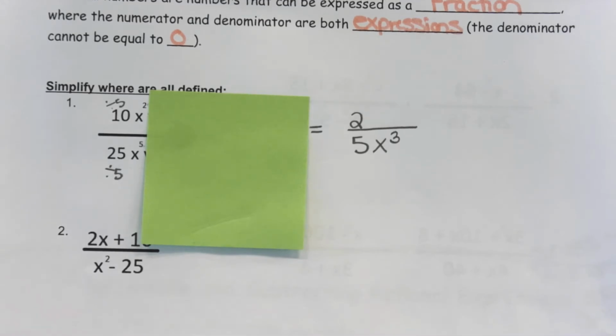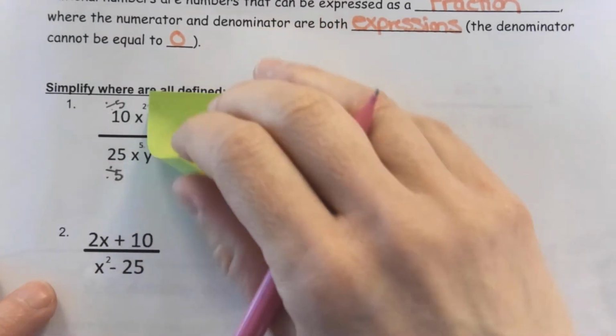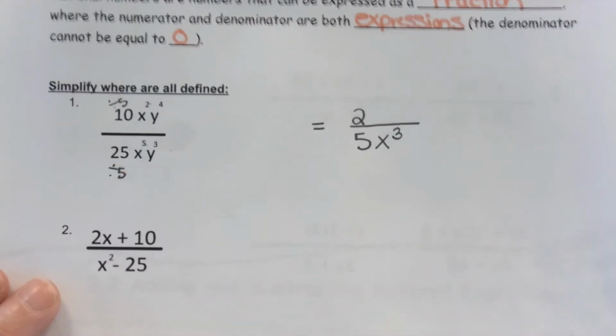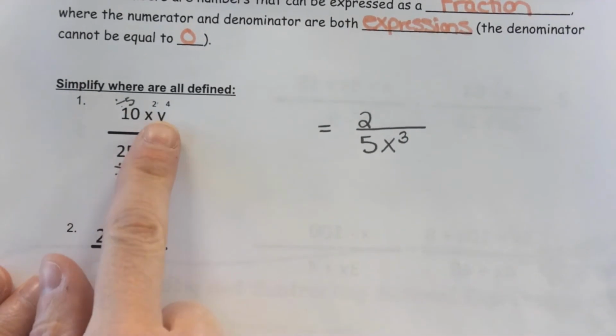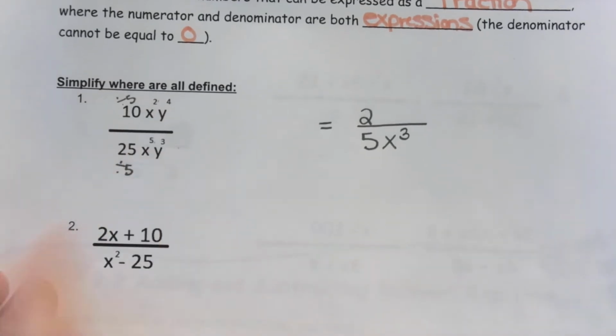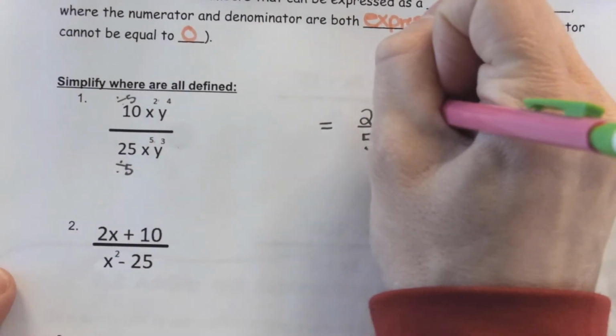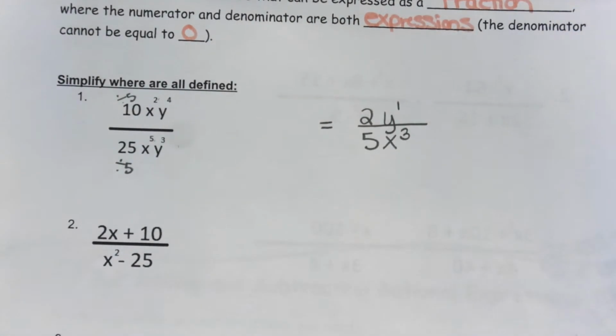And I'll show you another way to think about that in just a minute. Let's finish off the problem first, and then we'll talk about another way to think about the fractions here. Okay, we've got our y's last. 4 take away 3? 1. Where does it live? In the top, because that's where the bigger exponent is. I wrote my 1 in. Do I need to write the 1? No. But is it hurting anybody? No. So you can write it or not.